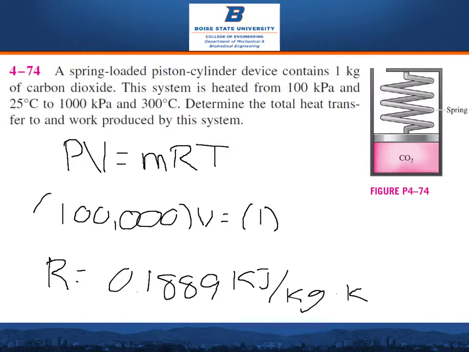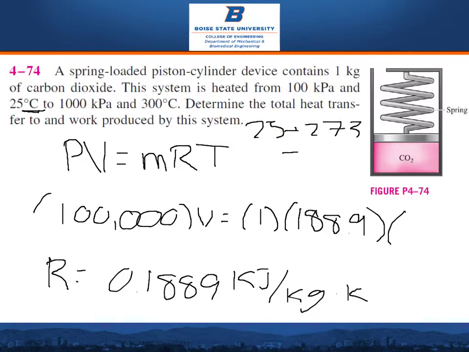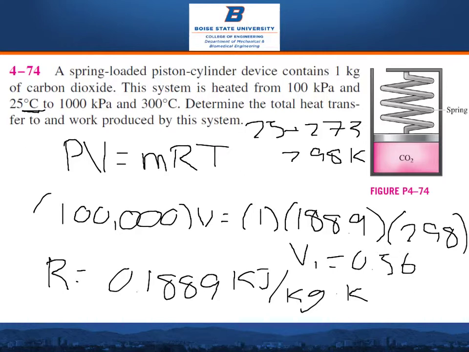Using this, we need to multiply it by 1,000 because we put pascals in base Pascal unit, so we need this in base Joule unit, which would be 188.9 times our temperature, which is 25 degrees Celsius, but we need it in Kelvin, so 25 plus 273 gives us 298 Kelvin. Solving for V in this equation, we find that our volume at state 1 is equal to 0.5629 meters cubed.